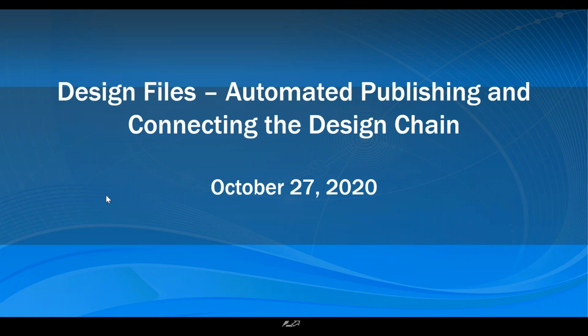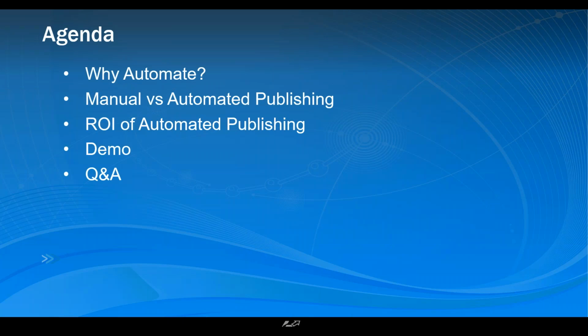So, as we all know, we're here to talk about automated publishing. Quick review of the agenda. Why do you even want to automate? What's the difference between manual and automated? Let's talk about some ROI associated with it. Mike's going to then get to do the fun stuff and show you an actual process that can be used. And at the end, we'll have some time for Q&A.